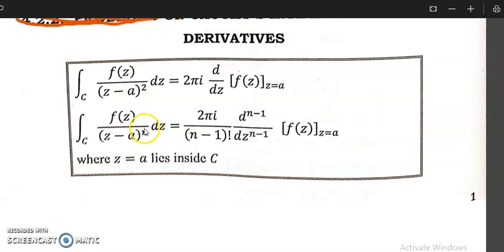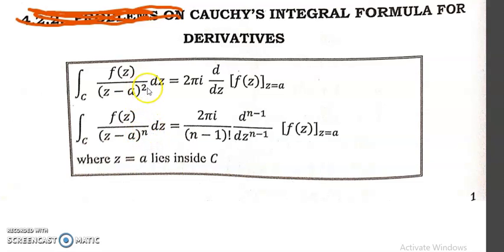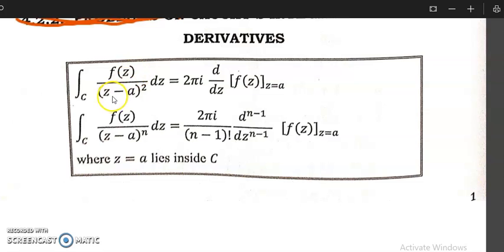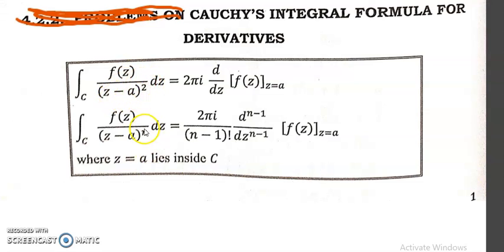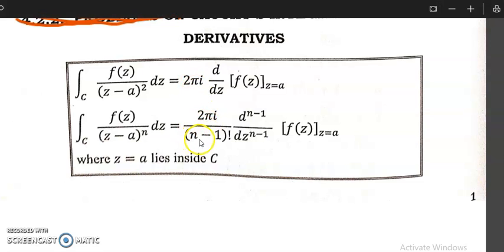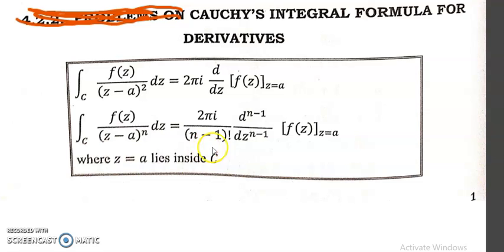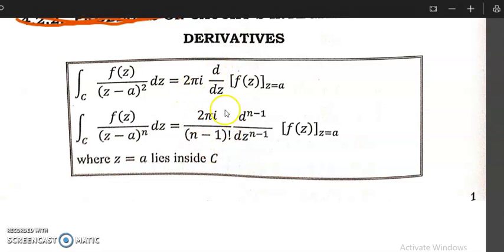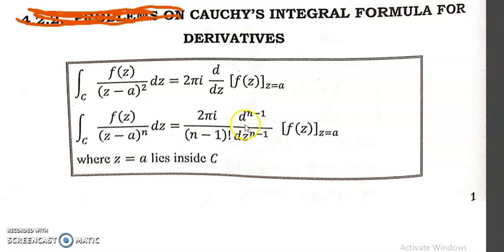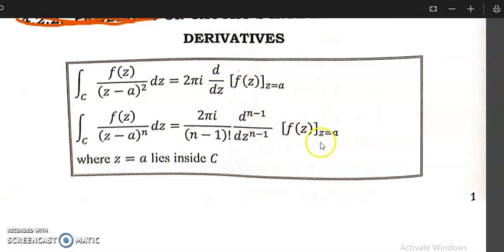So now when n is replaced by 2, we get the integral of f of z by (z minus a) squared. Instead of n, if you take 2, here also 2 pi i by (2 minus 1), which is 1, so 1 factorial. So we write 2 pi i, then d by dz. Why do we get d by dz? Because n is 2, and 2 minus 1 is 1. Here also, when n is 2, 2 minus 1 is 1. So d by dz of f of z at z equal to a.